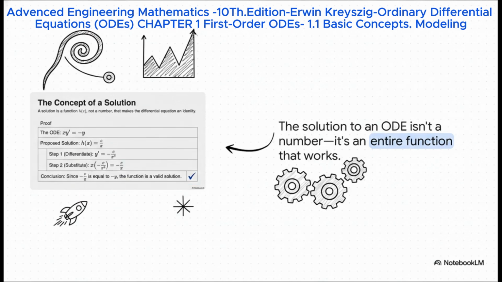Okay, this right here is a huge mental shift. When you solve an ODE, you are not looking for a number, like 5 or -2, you're looking for an entire function. Just check out this proof. We're guessing that the function h of x equals c over x is a solution. So we take its derivative, we plug it back into the original ODE, and boom, the left side equals the right side. It works. It satisfies the equation perfectly. That means our function is a valid solution.